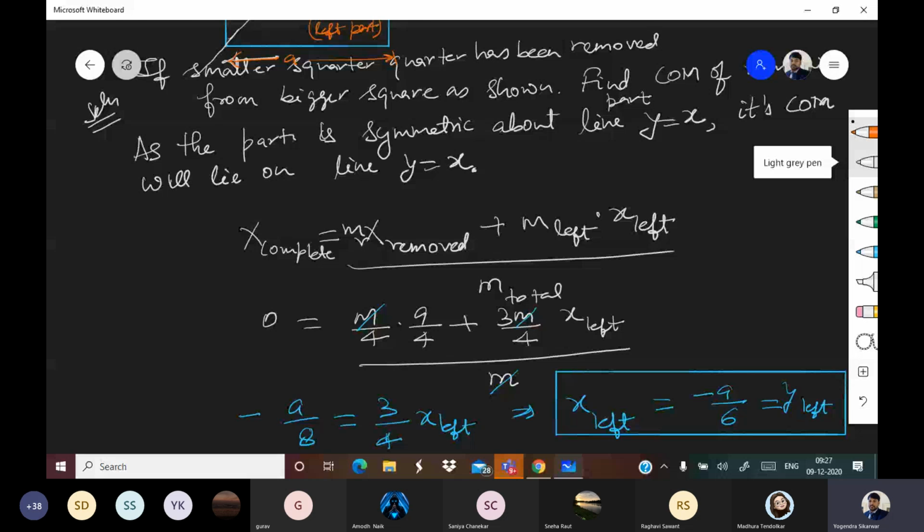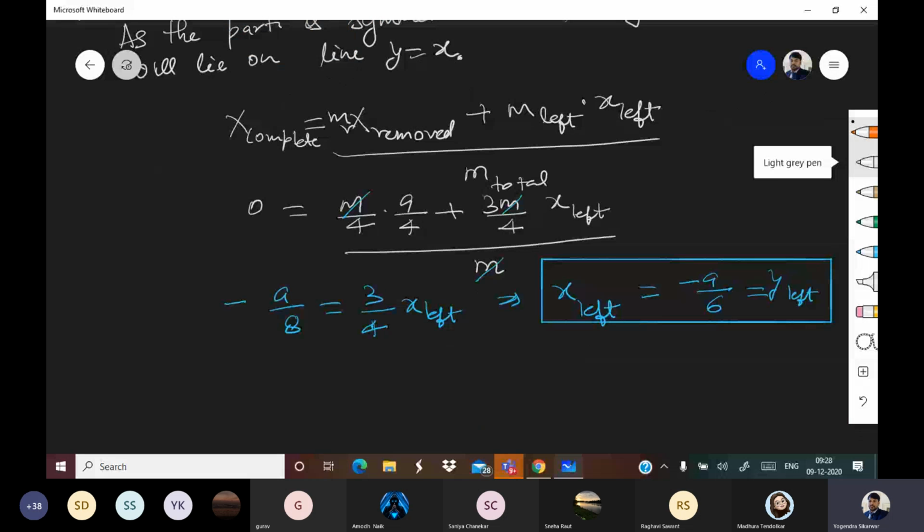Just a second. It is a by 16 actually. m by 4 into a by 4 will be a by 16. So this is a by 16 and 3x by 4. The 4 will cancel, so this will be minus a by 12. Please check the calculation.